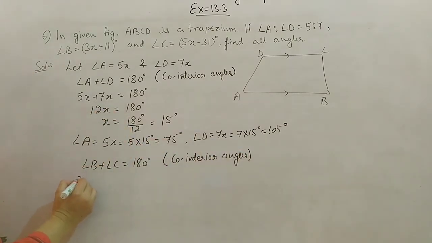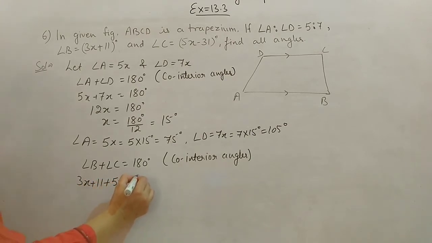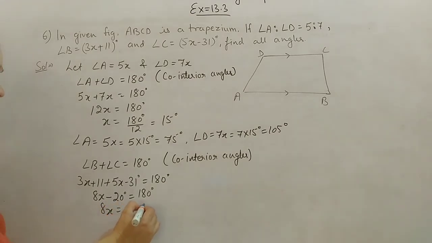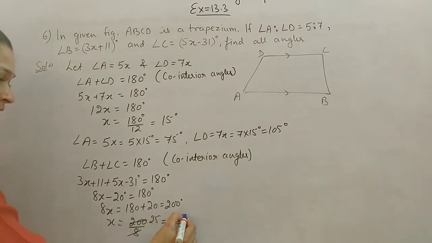B is given 3x plus 11 and C is given 5x minus 31, and the sum is equal to 180 degrees. So 3x plus 5x will become 8x. 11 minus 31 means minus 20 is equal to 180 degrees. So 8x is equal to 180 plus 20, equal to 200 degrees. So x is equal to 200 by 8. You can cancel: 8 twos are 16 and 8 fives are 40. So 25 degrees. Now you can find out angle B.